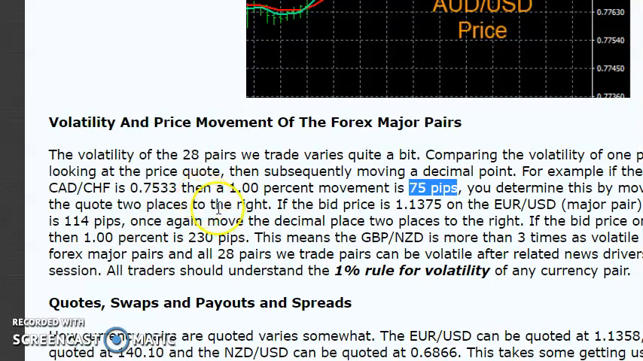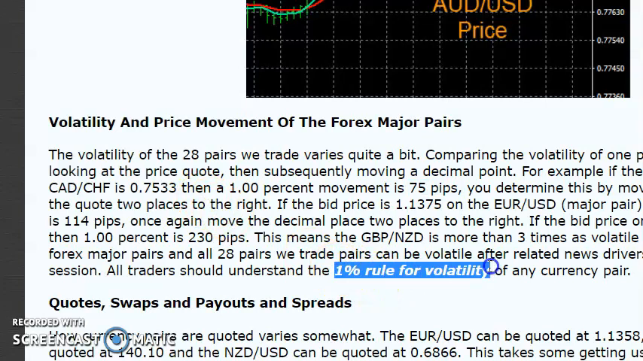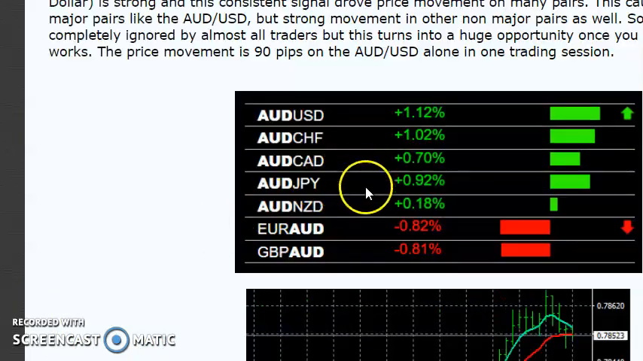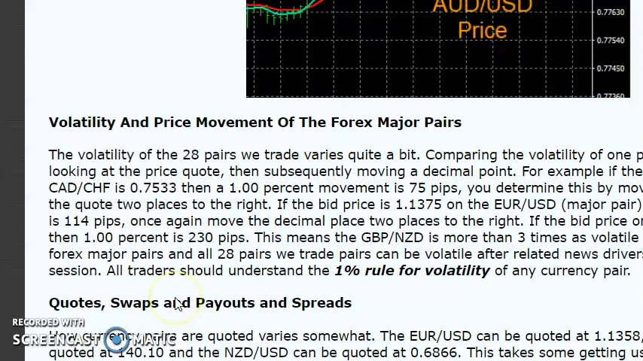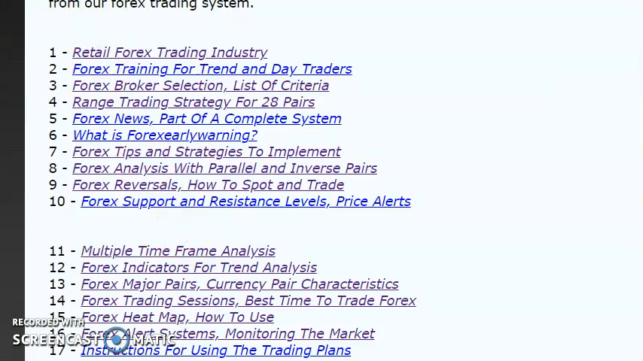So just by doing this simple trick, the 1% rule of volatility, knowing what a 1% movement is, you can estimate the volatility of any currency pair. And so if you get strong trading signals, you can estimate the type of price movement you'll get and start making comparisons between the 28 currency pairs.